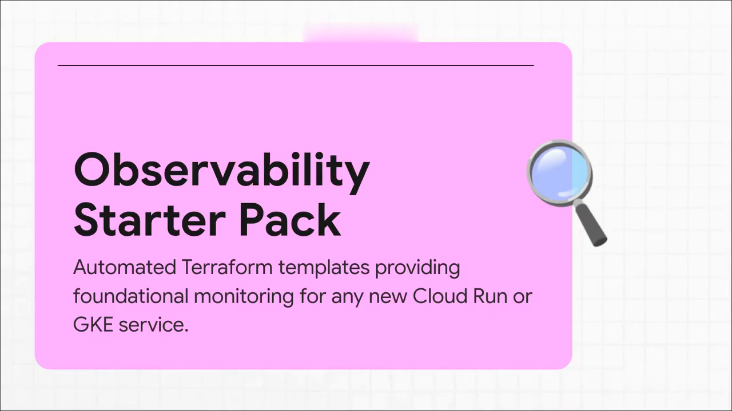So what is this thing really? At its core, an observability starter pack is just a set of best practices, but codified. Think of it as infrastructure as code, usually written in Terraform, that your platform team builds and maintains. Then, whenever a developer spins up a new Cloud Run or GKE service, these templates just automatically kick in, giving them a standard set of observability tools, and they don't have to lift a finger to get it.